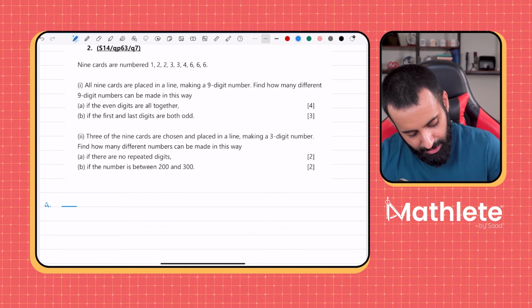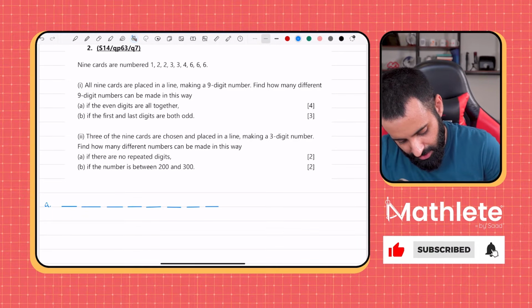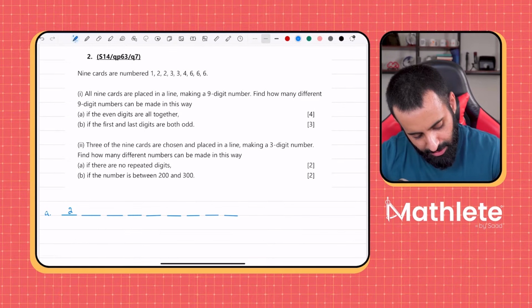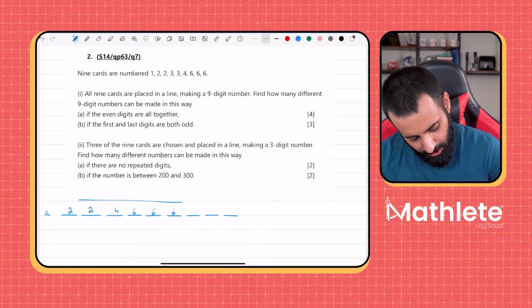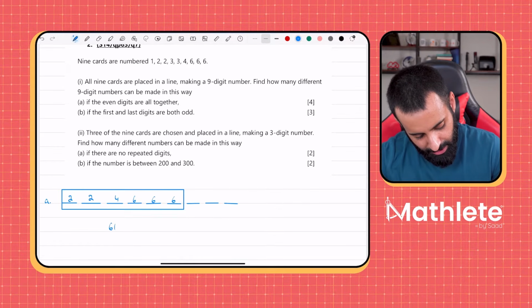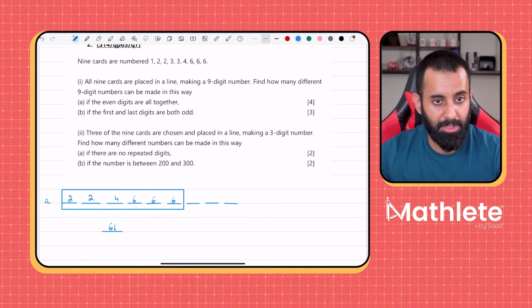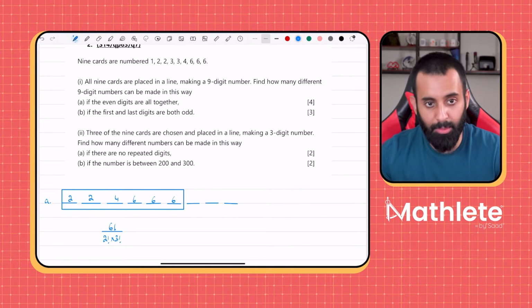So we start by making 9 blanks: 1, 2, 3, 4, 5, 6, 7, 8, 9. Okay, now we have to keep all the even numbers together. So let's write down all the even numbers that we have. We have 2 2s, 1 4, and we have 3 6s. Okay, so let's put them in a box. Now they can shuffle amongst themselves 6 factorial number of ways, but notice that they're not all 6 unique numbers. Some digits are being repeated, so that means we will divide it by 2 factorial into 3 factorial.